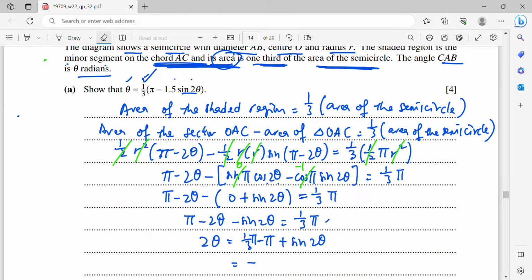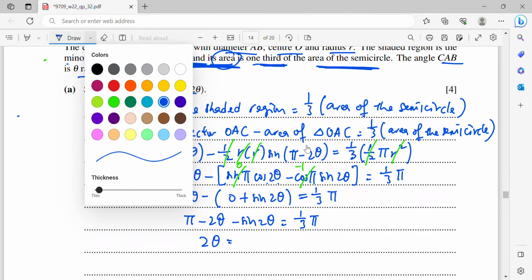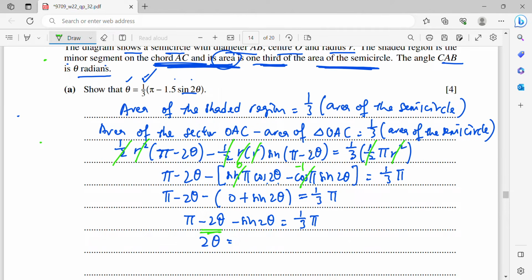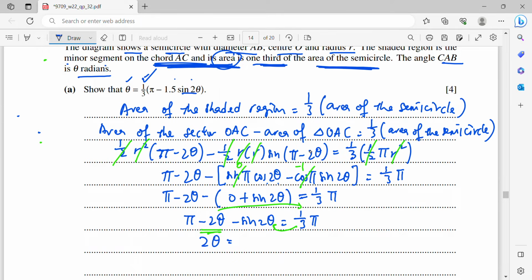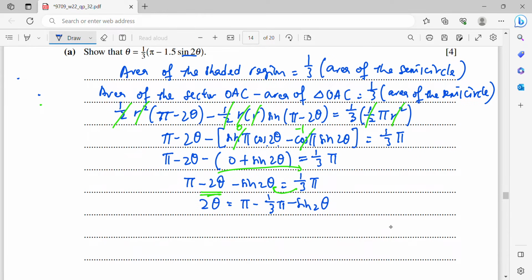Okay, I made a mistake. I'm moving all the terms: I'm moving my 2 theta to the right side. When you look properly, here is negative 2 theta, so I move it to the right side, and then I have to move the 1/3 pi to the left hand side. I overlooked it just now. So it will be pi minus 1/3 pi, then minus sine 2 theta. So pi minus 1/3 pi is 2/3 pi, then minus sine 2 theta.